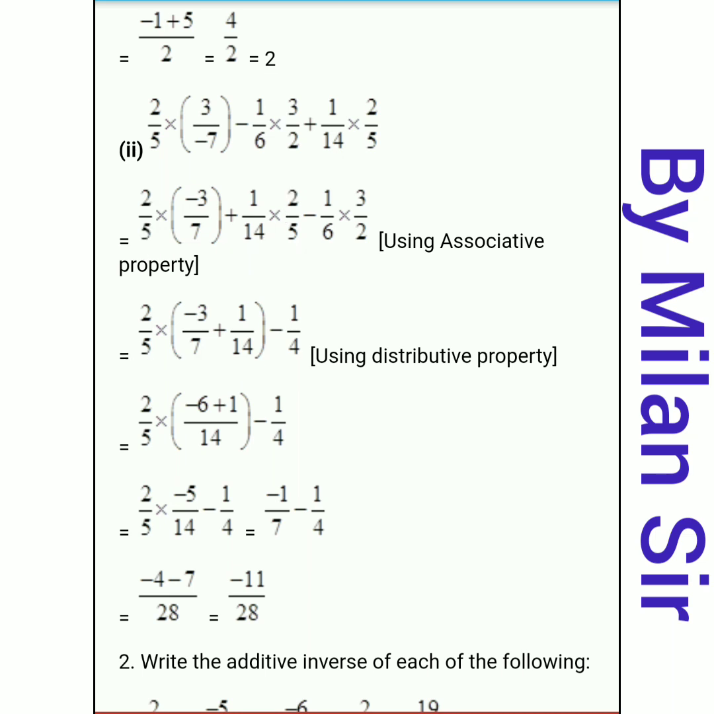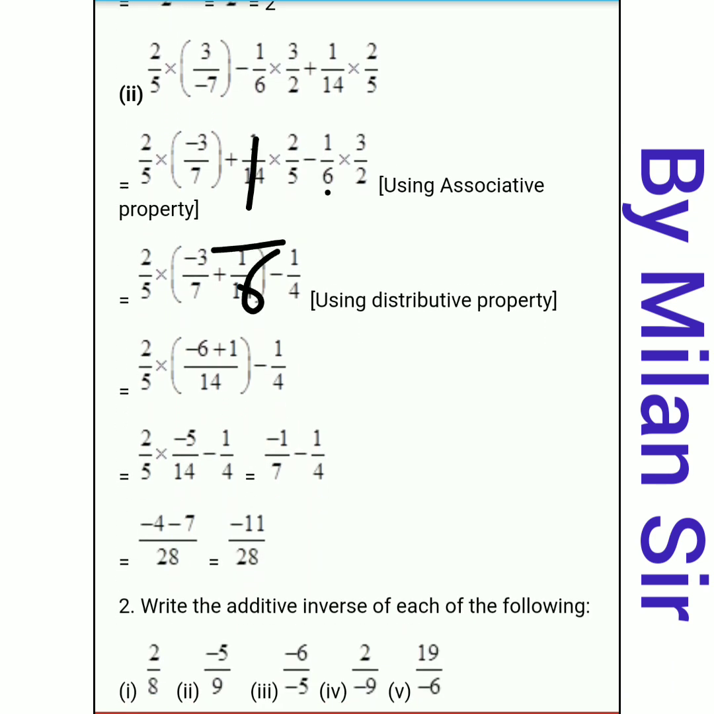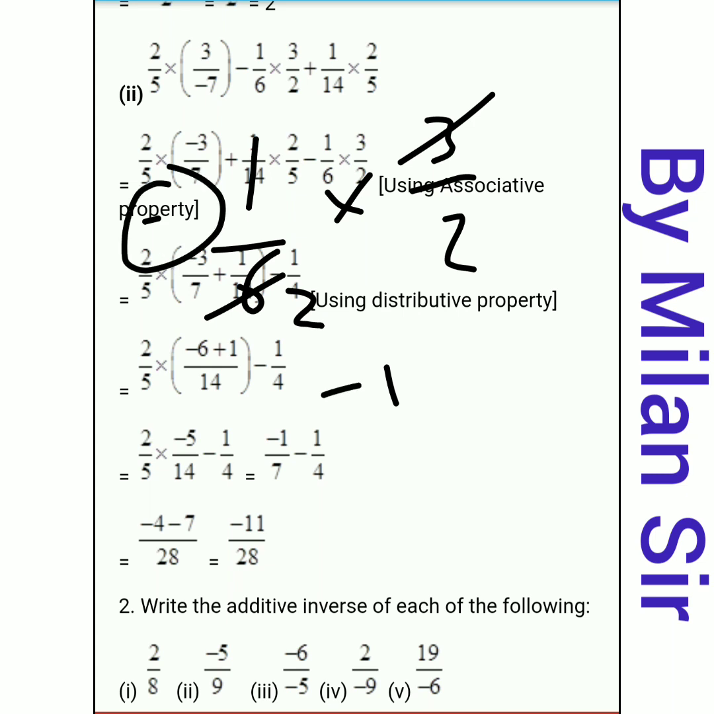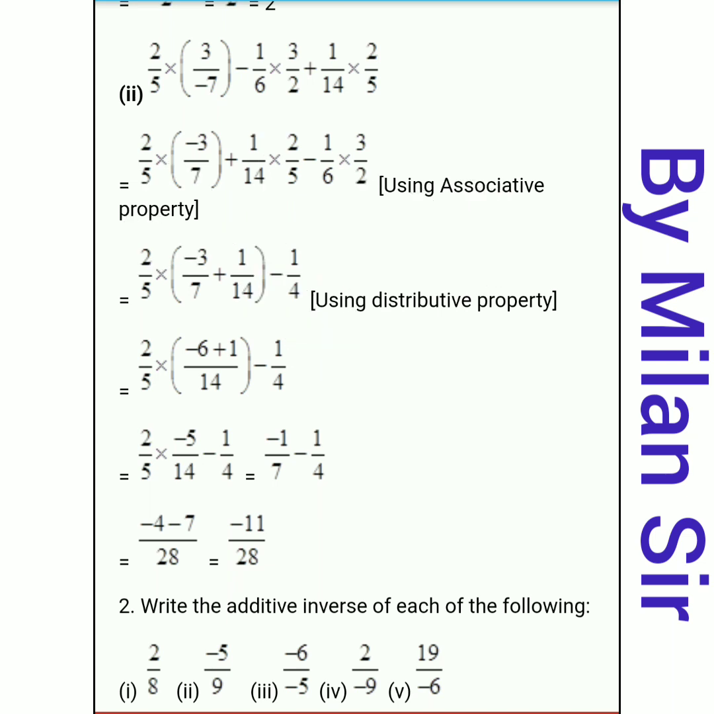Now last term. This is a single term. If any simplification is there, we can simplify it. Right now here we can write like this: 3 2s are 6. Here 1 by 6 multiply 3 by 2. So 3 2s are 6. Right. So in numerator 1, before that minus sign, and 2 2s are 4. So our last term is minus 1 by 4. Okay.